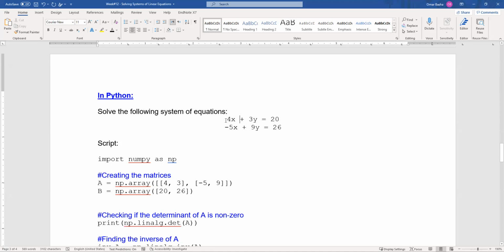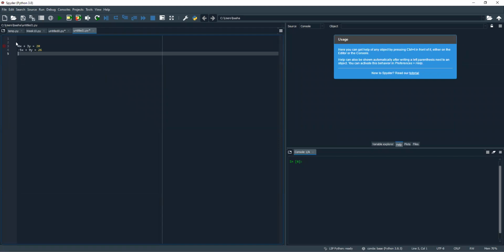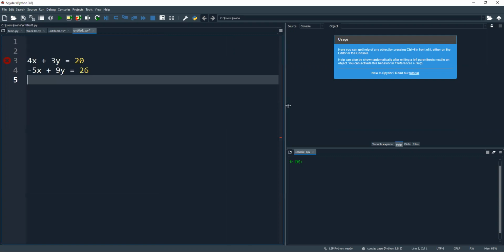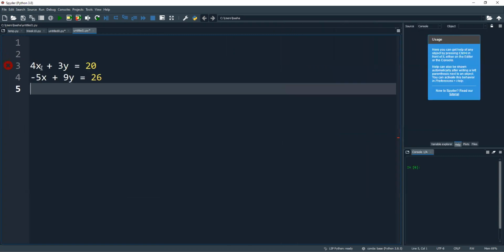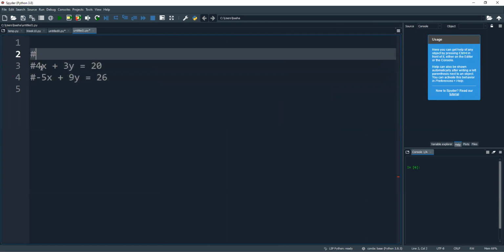Let me just copy these equations to Python here. Let me switch to Python first. Spyder. Here we go. And these are the equations, right? Let me zoom in. So you want to solve the following system of equations, right?